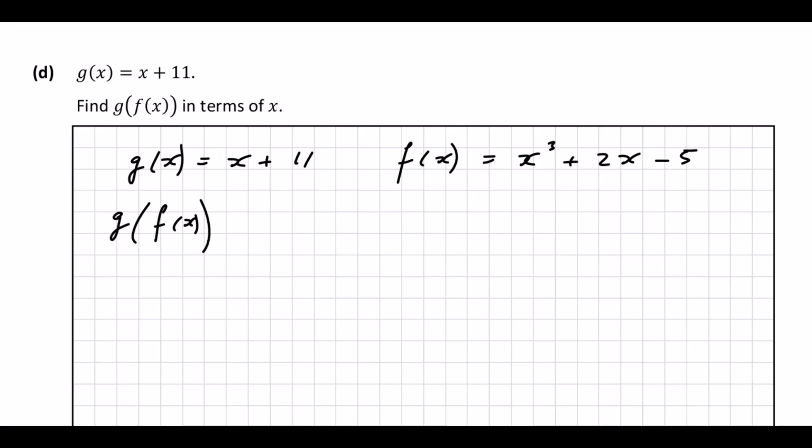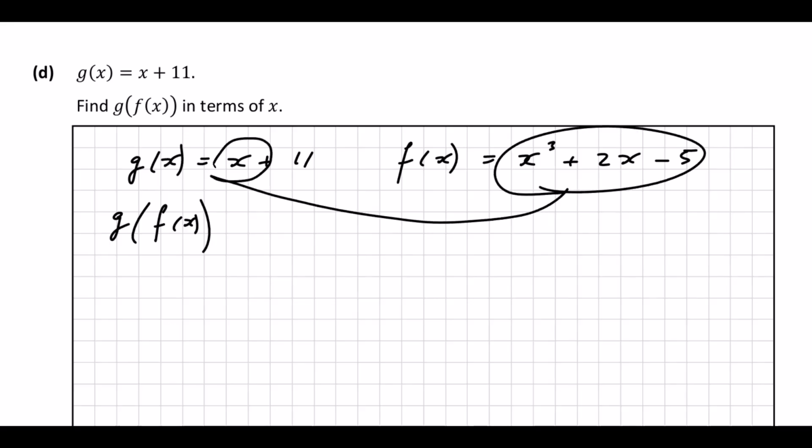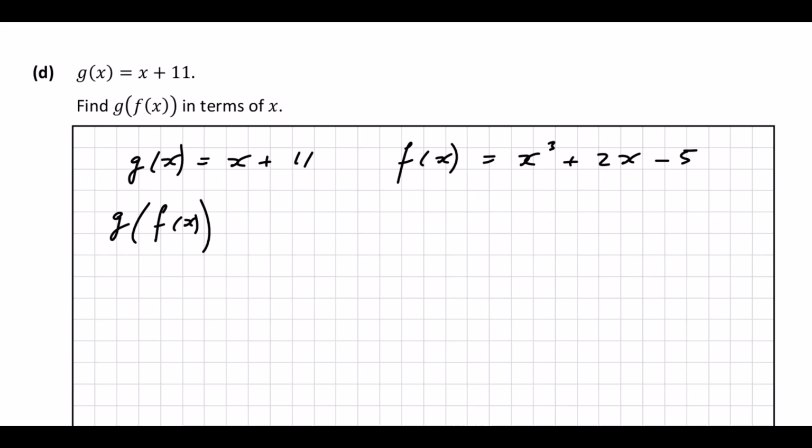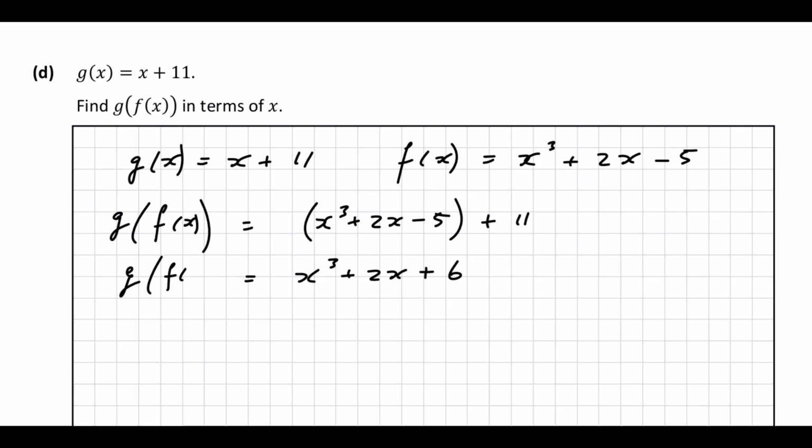So we want to get g of f of x. In other words, we want to take f of x and we want to put it into g. So we want to put it in here. So in other words, we get x cubed plus 2x minus 5. That's our f of x, and we've put that in here. Now we've got to add 11. So I'm going to add 11 here. So that's x cubed plus 2x. We have minus 5 plus 11. So go down 5, go up 11. So that's up 6. So our g of f of x is x cubed plus 2x plus 6. And that's it for question 4.